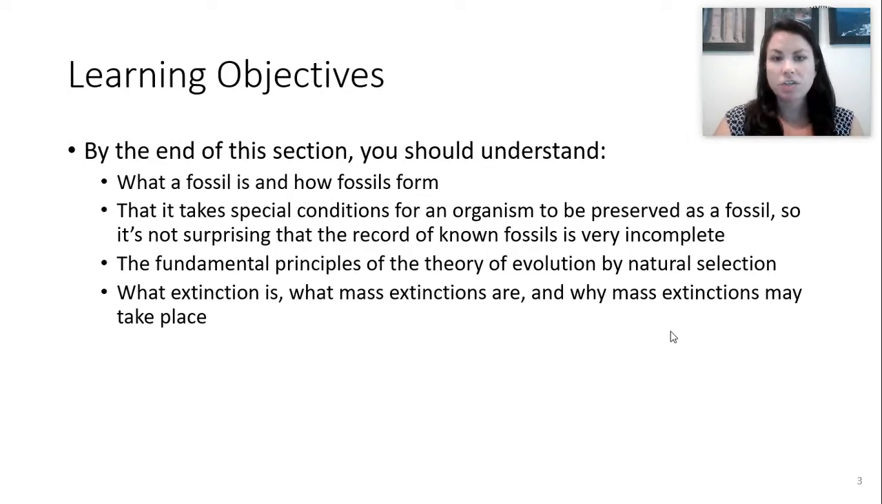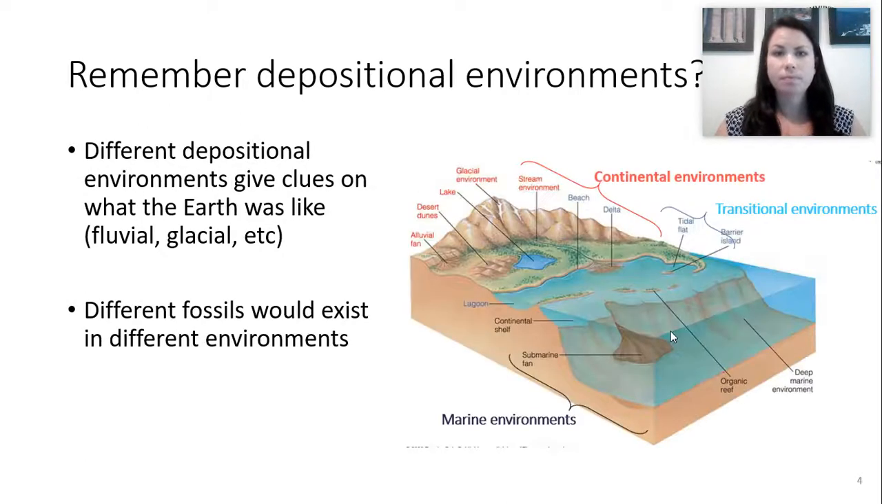It takes special conditions for an organism to be preserved as a fossil, so it's not surprising to think that our fossil record is not complete. We'll talk briefly about the principles of the theory of evolution by natural selection, and we'll go over some examples of extinction or mass extinctions and how they take place and how that helps us determine the fossil record.